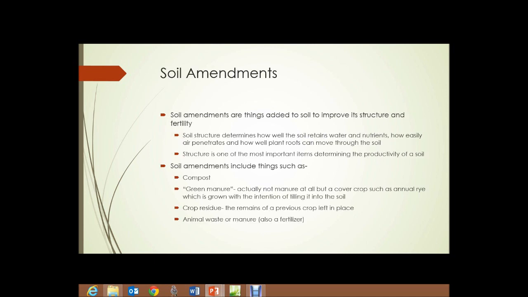Soil amendments. Soil amendments are pretty much anything that's added to the soil to improve its structure and fertility. Soil structure determines how well the soil does things like retain water and nutrients, how easily air penetrates, and how well plant roots can move through the soil. Structure is one of the most important items determining the productivity of a soil.